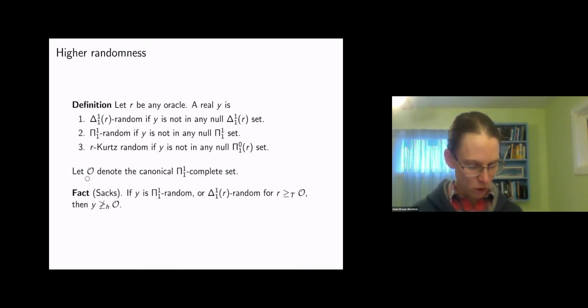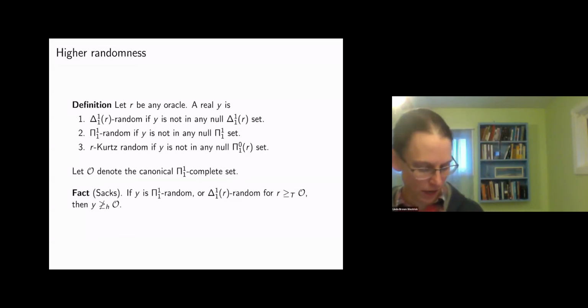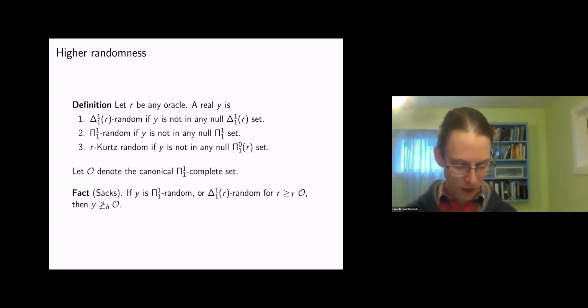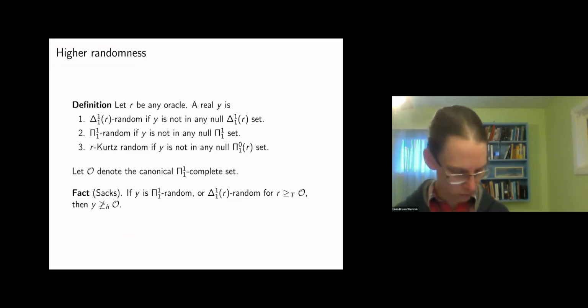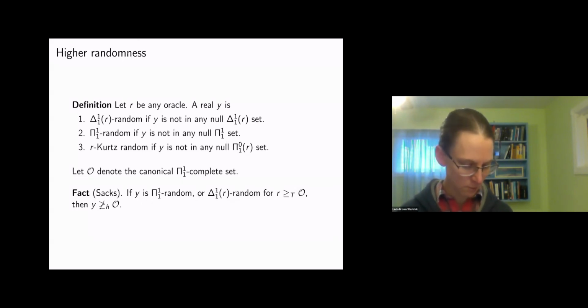Just to remind you then, Kleene's O denotes the canonical pi 1,1 complete set. And a fact about the higher randomness notions that we will need is that if a real is random enough, where random enough could be pi 1,1 random, or delta 1,1 R random for any R that is hyperarithmetically not greater than O, then Y will not be able to hyper-compute O.